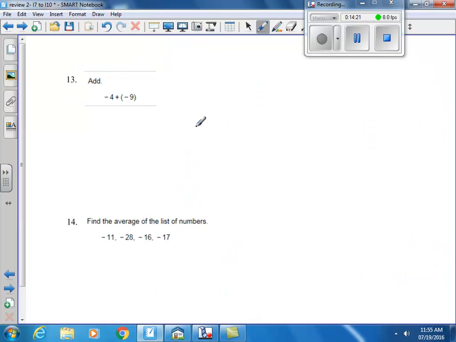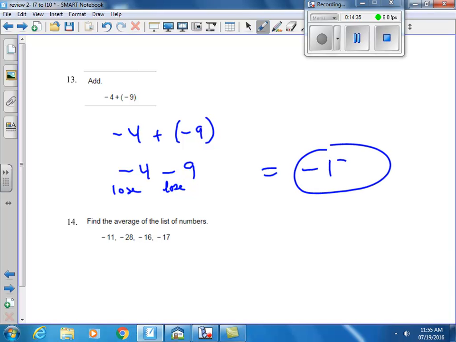Okay, for 13, we have -4 plus -9. That means -4 minus 9, or lose 9. Well, if I lose 4 and I lose another 9, boy, I'm in the hole, right? -13.